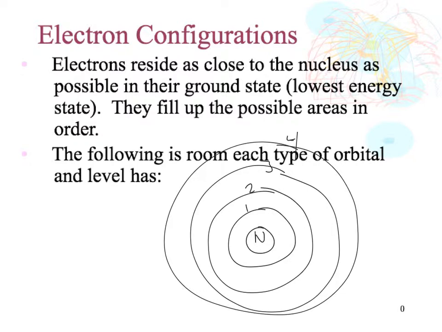And electrons are going to reside as close to the nucleus as possible, but these things fill up. 1 can only actually hold 2 electrons, 2 can hold 8. So we're going to look at where those electrons are going to be in their ground state.